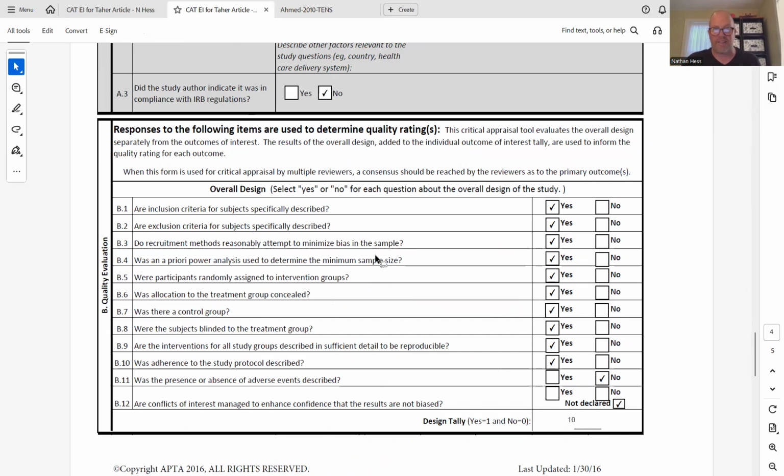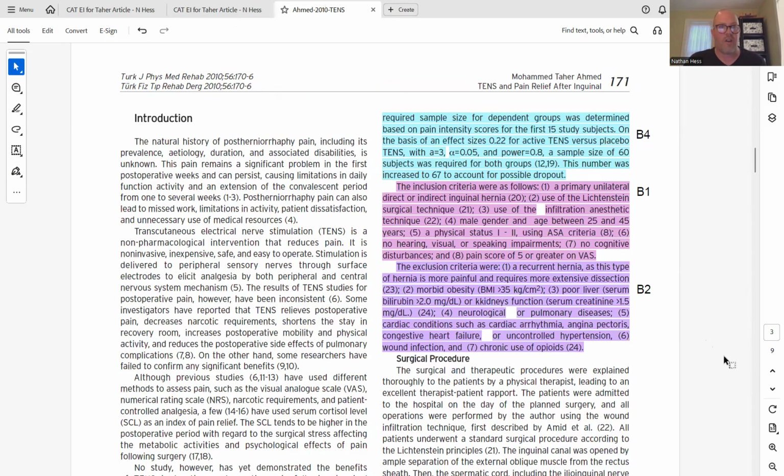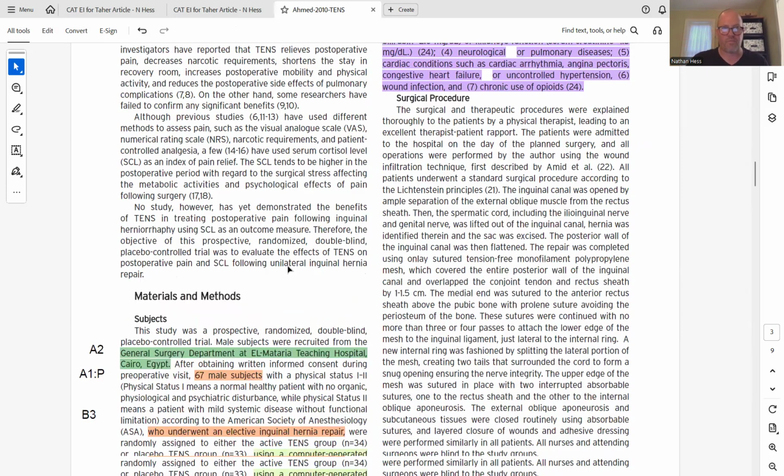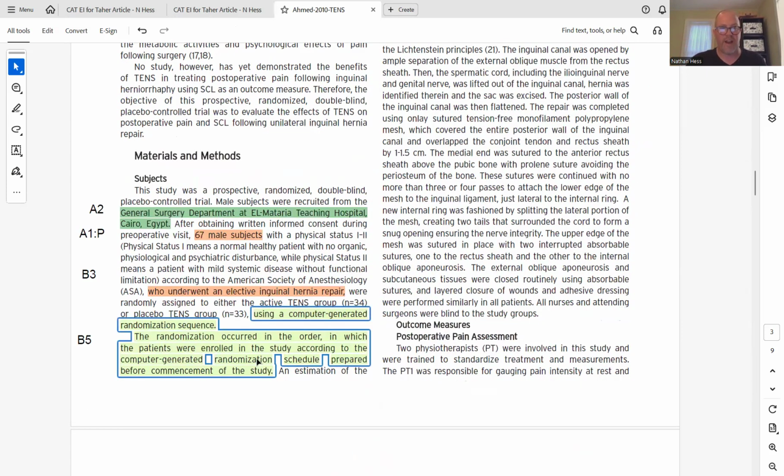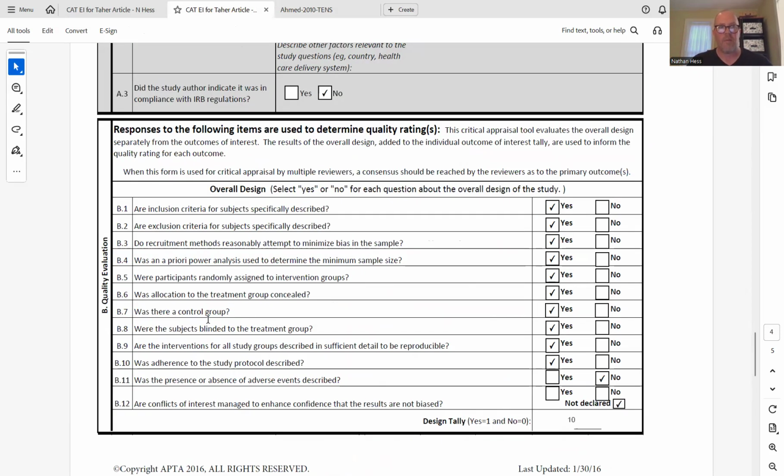That's what it's trying to tell us. And yes, they definitely did that. Were the participants randomly assigned to intervention groups? That's B5. If we look here on B5, we can see that yes, they were randomized, according to the schedule that they prepared before they started the study. So there, yes, for B5.